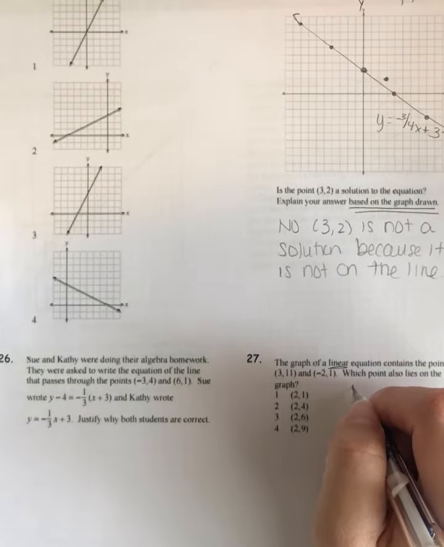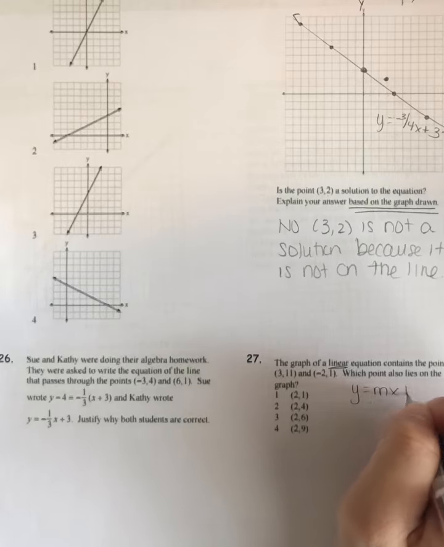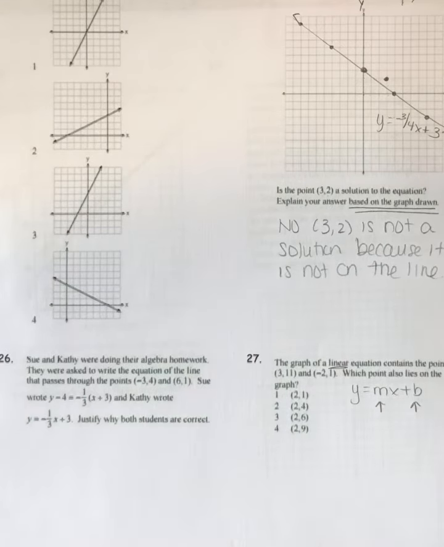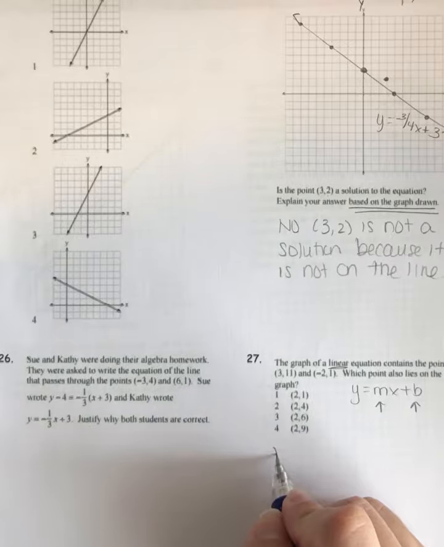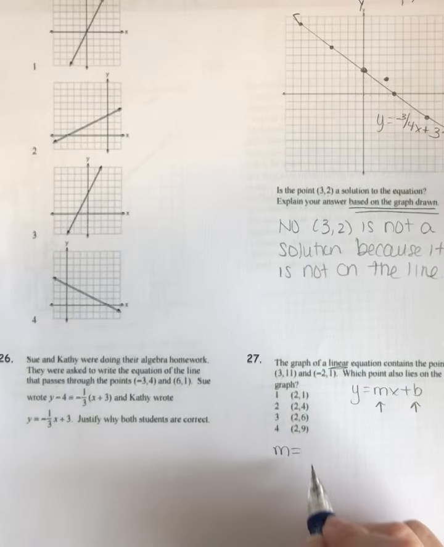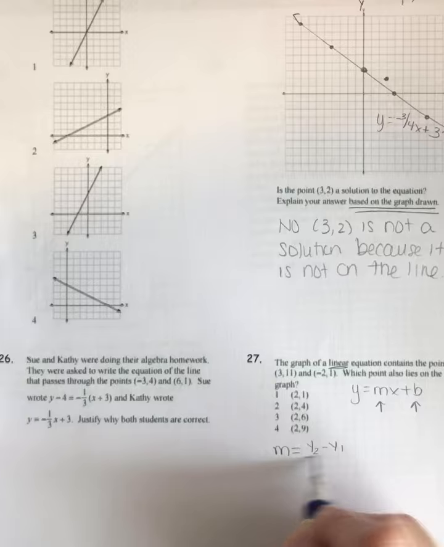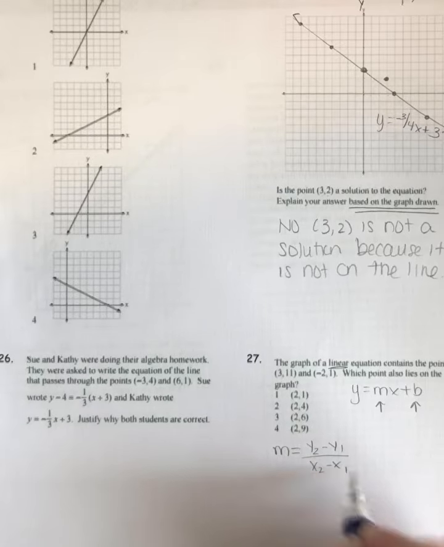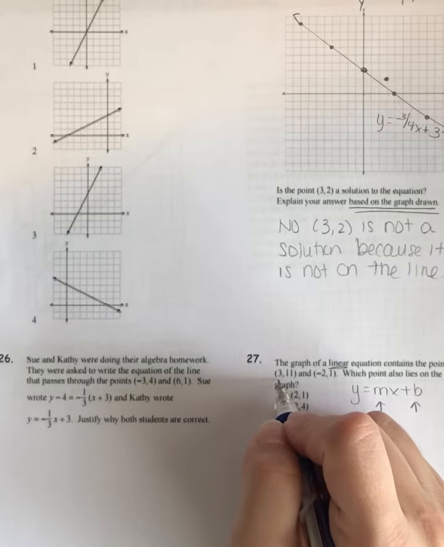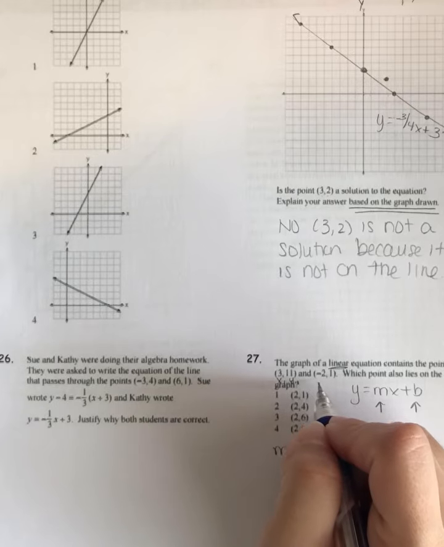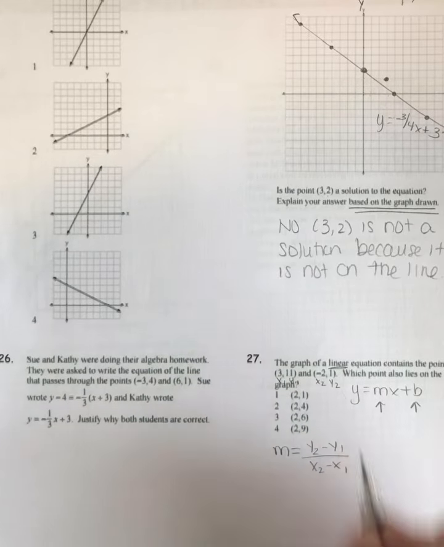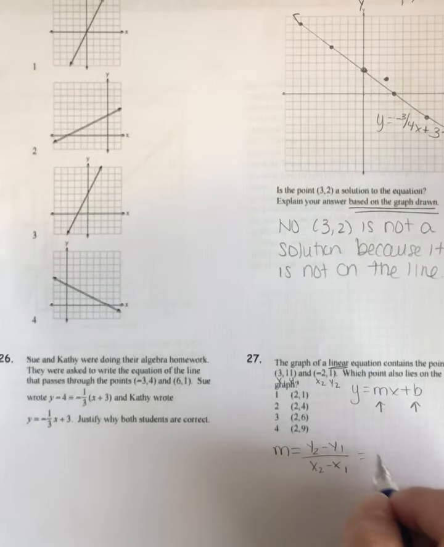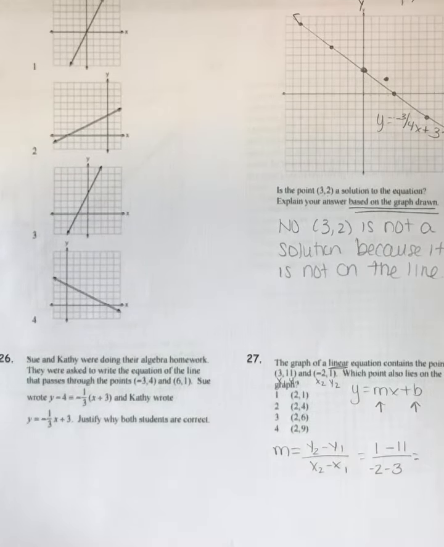So if you remember back to yesterday's lesson, y equals mx plus b, we need our m and we need our b. So I'm going to start with finding my m. So y2 minus y1 over x2 minus x1. I'm going to label my points x1, y1, x2, y2. I'm going to plug them in, so my y2 minus my y1 over my x2 minus my x1.